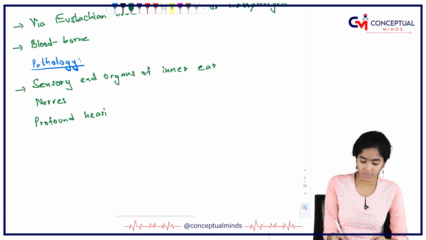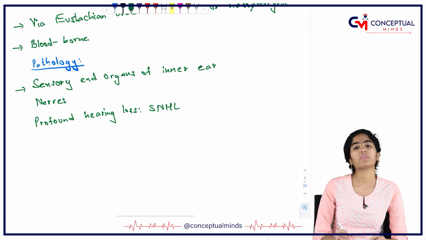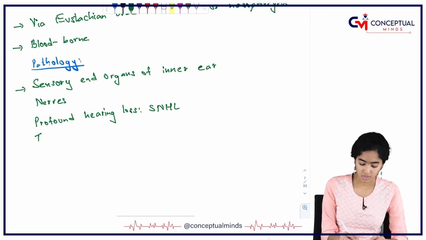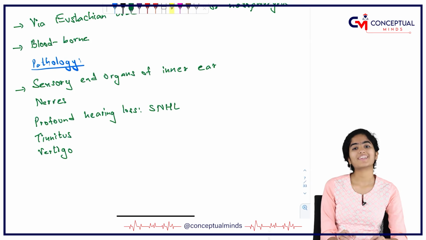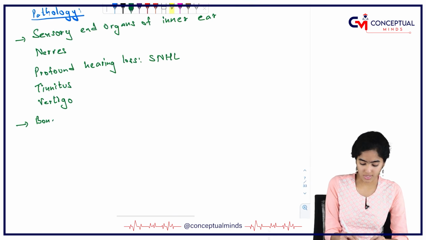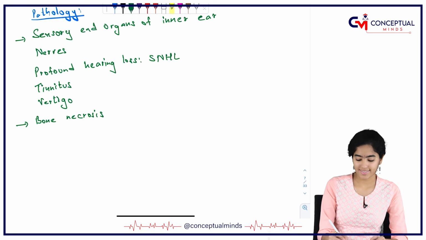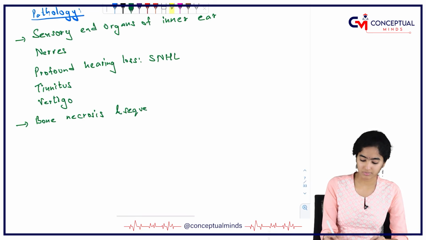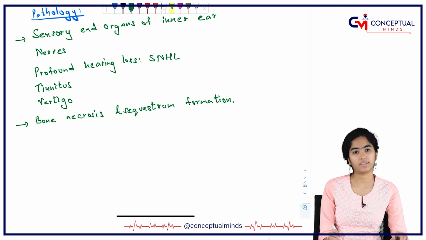And what type of hearing loss is it? It is sensory neural type of hearing loss. Not just profound hearing loss, there is also tinnitus and vertigo. The inner ear is affected because of syphilis. We also find bone necrosis. Bone necrosis and sequestrum formation will occur as complications of syphilitic otitis media.